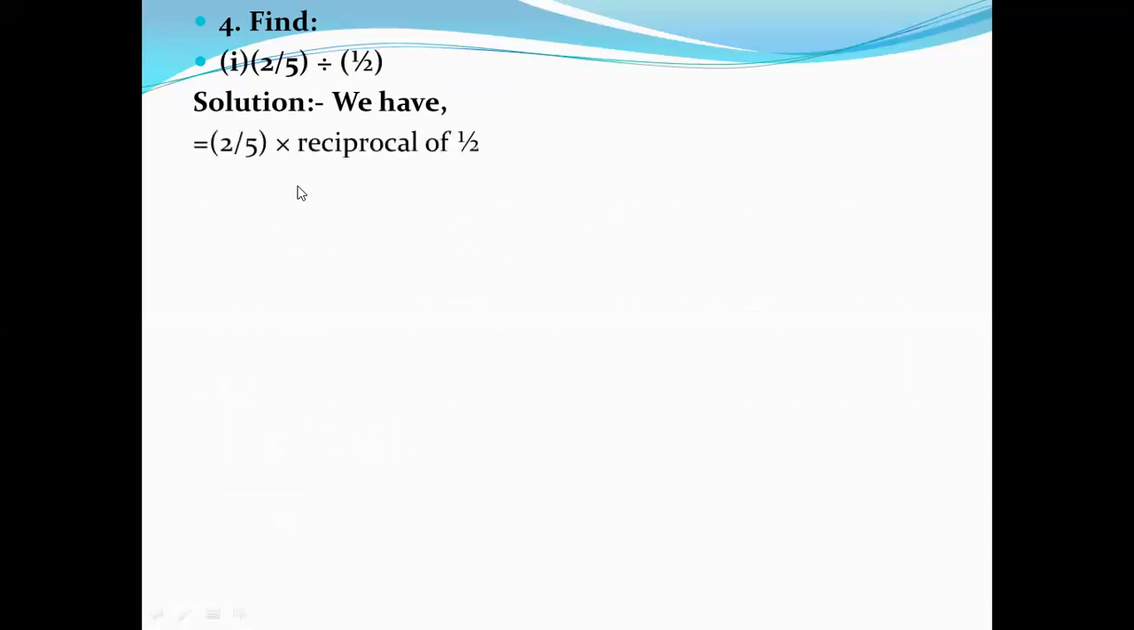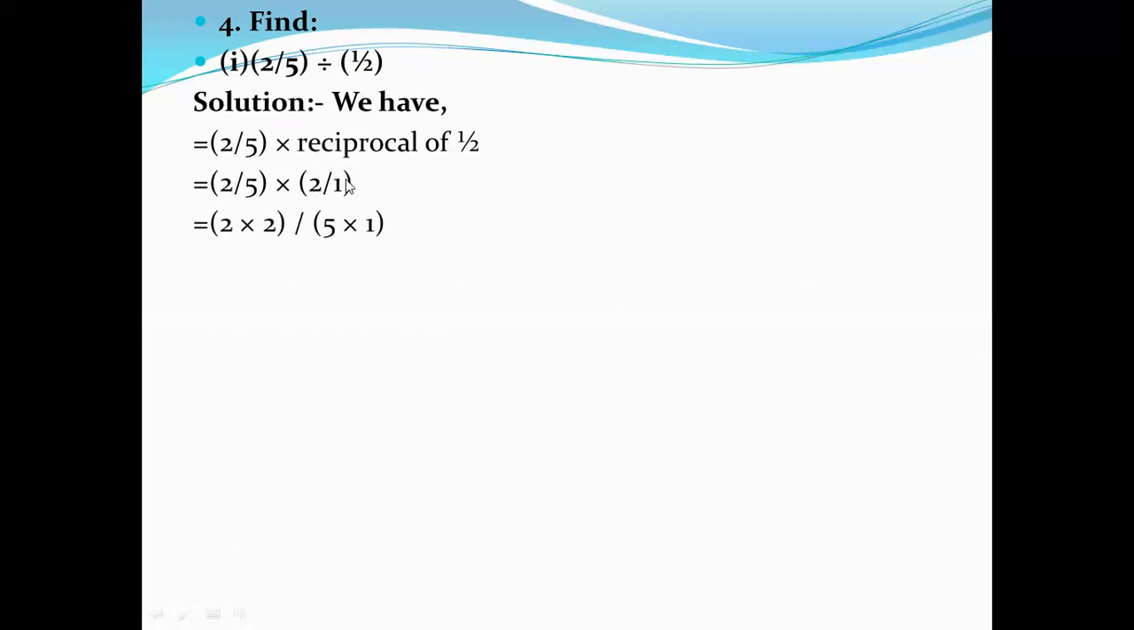Fourth question. I think in this exercise you have only 4 questions, but in these 4 questions you have a lot of bits. So a few bits I have done here and the rest of the bits you do on your own. See, 2 by 5 divided by 1 by 2. Third method, division of a fraction by a fraction. The first fraction we write as it is, 2 by 5. But the division symbol becomes multiplication. Then instead of 1 by 2, what should we write? The reciprocal of 1 by 2. What is the reciprocal of 1 by 2? That is 2 by 1. 2 by 5 into 2 by 1.